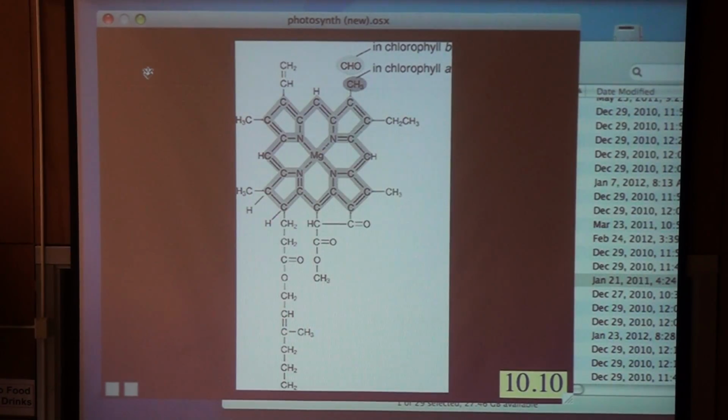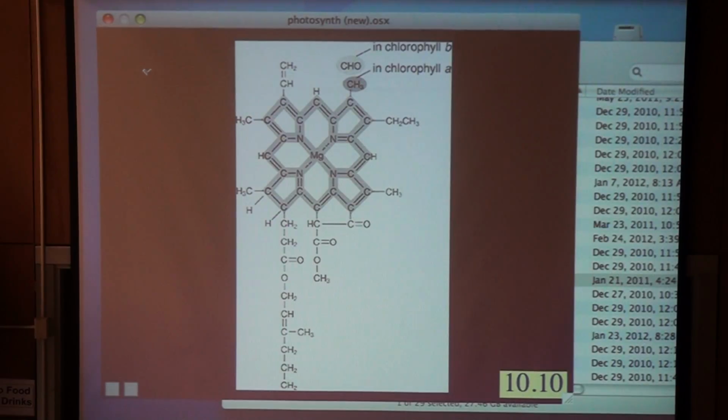In addition to the ring part of the chlorophyll where it absorbs the photons, there's also a hydrophobic tail, as you can see down here. It's got nothing but carbons and hydrogens. That tethers it to the membrane. The chlorophylls are supposed to stay within the thylakoid membrane, so you need a hydrophobic domain to keep it stuck to the membrane.